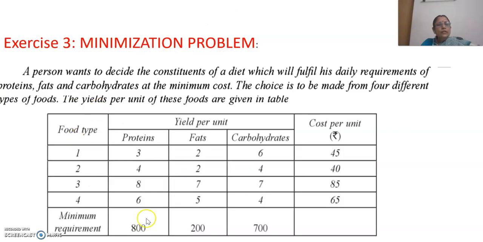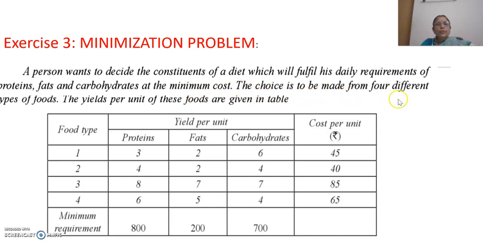Next, we shall see this problem. So, you are going to try out this problem. I'll just read this out. A person wants to decide the constituents of a diet which will fulfill his daily requirement of protein, fats and carbohydrates at minimum cost. That is, he wants to identify how much he has to consume such that his protein, fat and carbohydrate requirements are fulfilled, and it is also at a minimum cost.